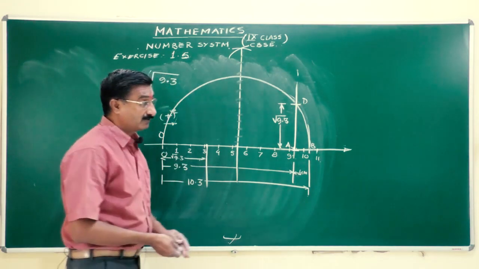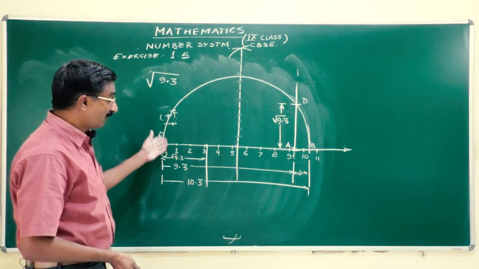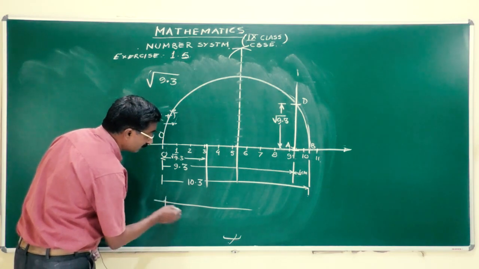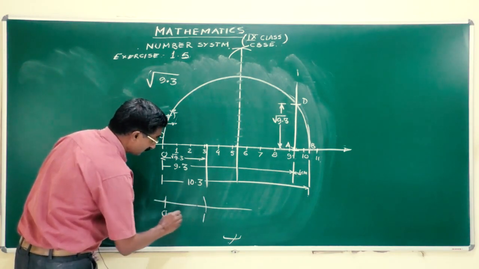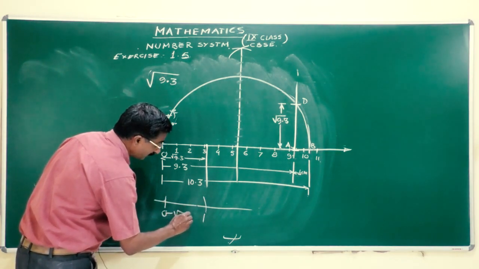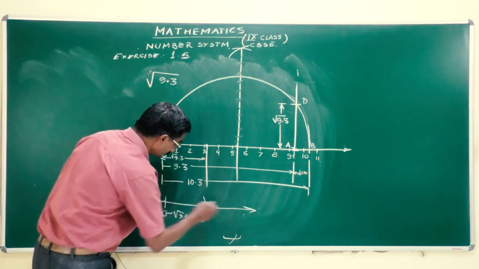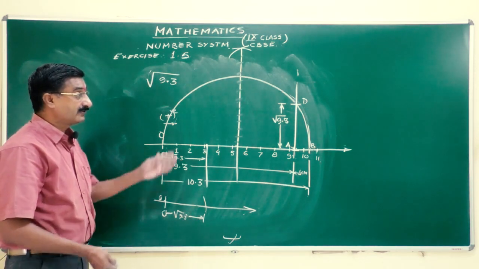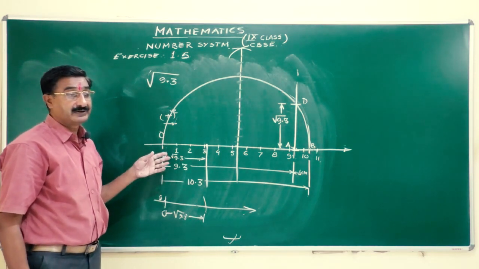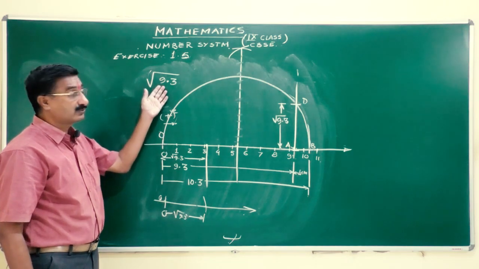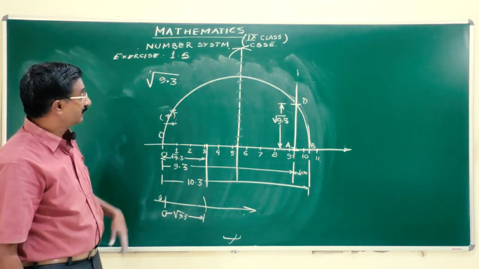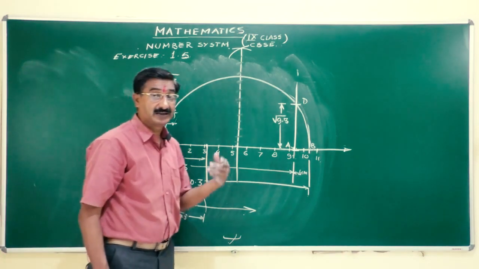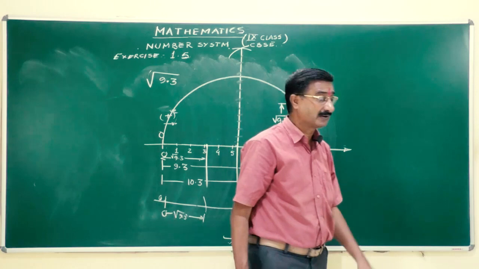This is the method. You can draw it by using this 0, or you can draw it on a different number line. Say this is 0, using this value, mark the arc, this is under root 9.3. Clear? So this is the way you can draw under root of any positive integer, 10.3, 11.3, 11, 12, anything you can draw.